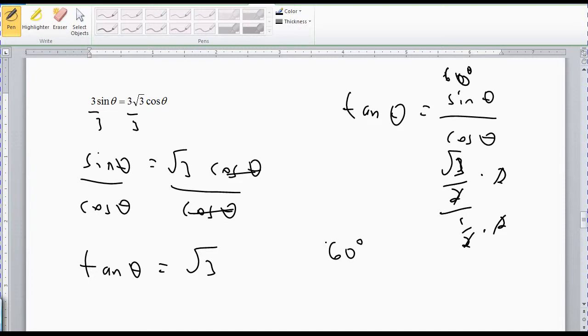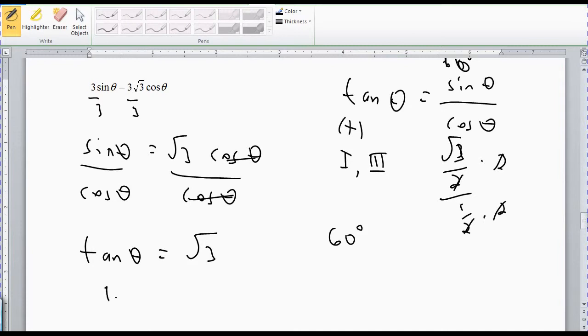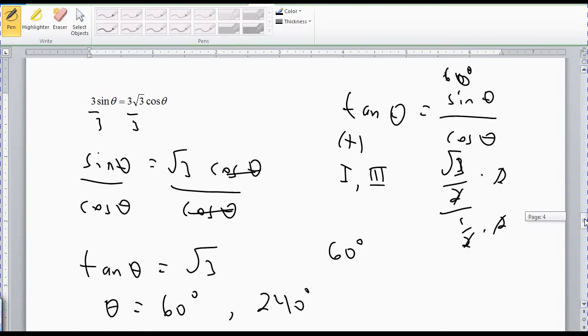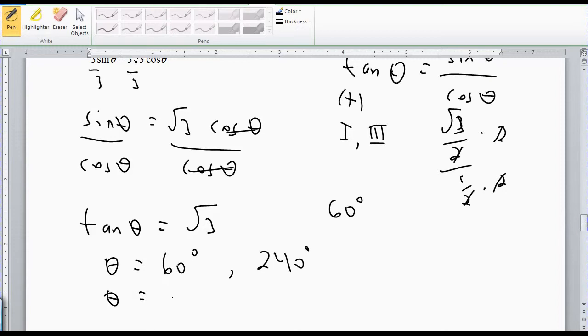Since tangent is positive, and it's positive in what quadrants? The first quadrant, and also the third quadrant. So that means that theta is going to be 60 degrees in the first quadrant, and then in the third quadrant it will be 180 plus 60, 240 degrees. And once again, in radians, 60 goes into 180 three times, so it's going to be pi thirds: 1 pi thirds, 2 pi thirds, 3 pi thirds, 4 pi thirds.